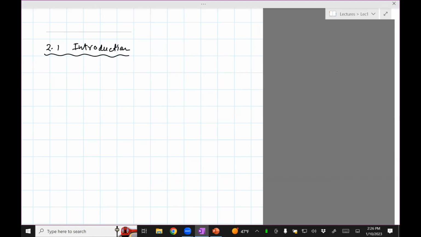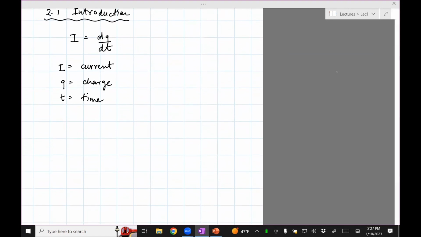Okay, so let's start with current. It's denoted with I, and Q is charge, and T is time. So the current is the rate of change of charge. Okay, and then we'll have this whole course about circuits.